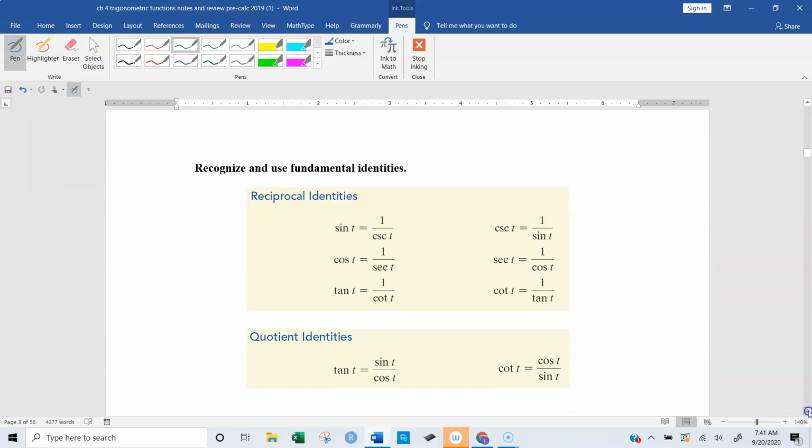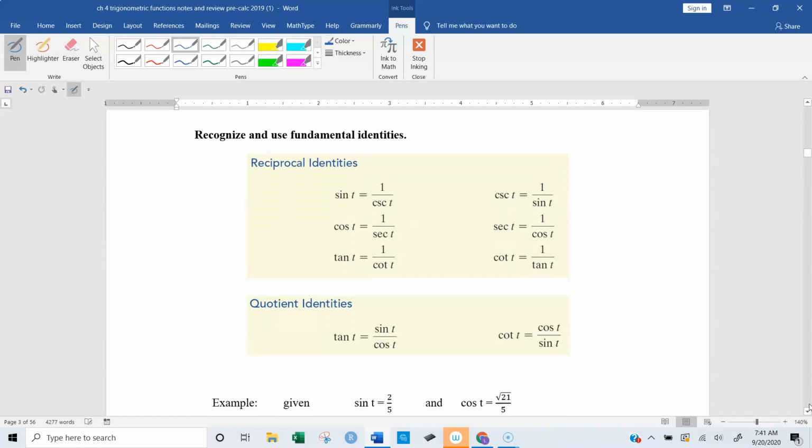Reciprocal identities. This is not the same as the button on your calculator that looks like sine^-1. It should say something, probably theta. That is not a reciprocal. This button finds angles.